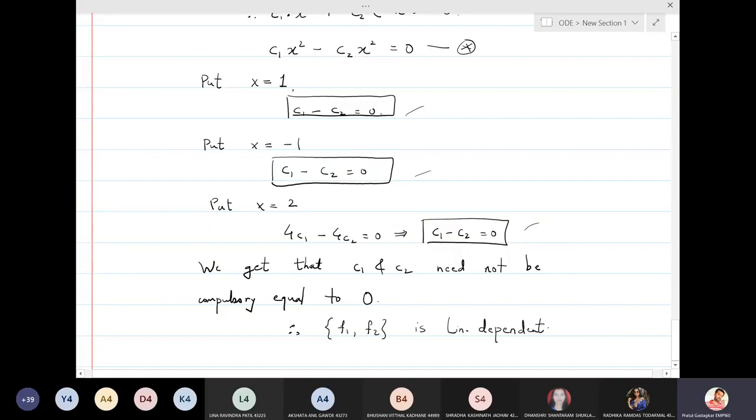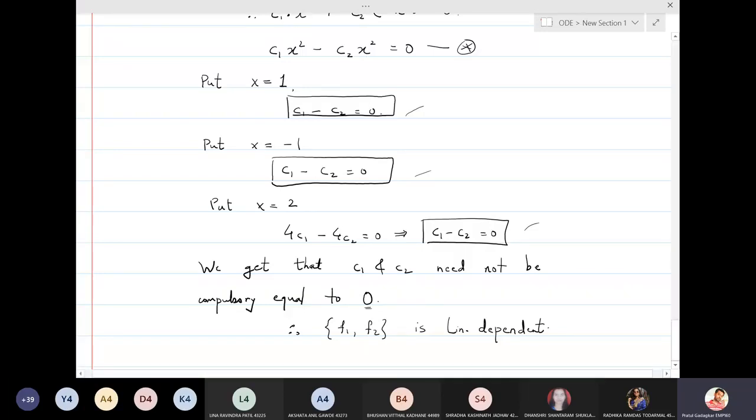Okay, you remember the definition. The definition says that if C1 F1 plus C2 F2 is 0, then C1 and C2 must be 0. Here, what is happening? C1 and C2 can be 0, but C1 and C2 can also be 2 and 2, or 3 and 3.